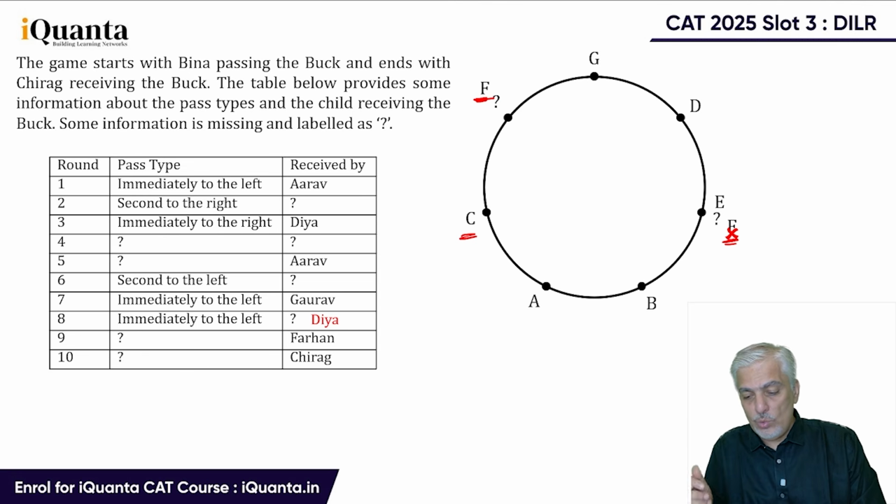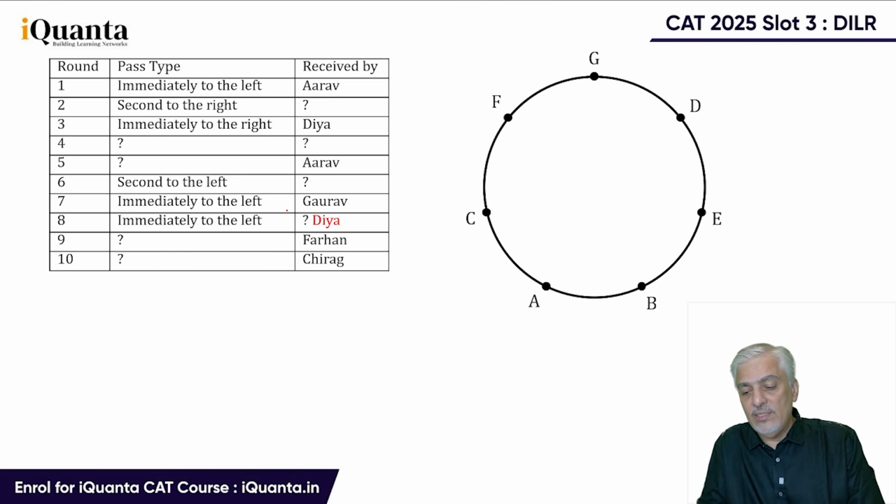For the remaining two questions, I'm going to fill a few things in this table. Now let's try and fill. From Arav, who's second to the right? From Arav, second to the right is E. So that means this question mark is definitely E. I'm going to fill it over here. So this question mark is definitely E, Ehsan, second to the right from Arav.